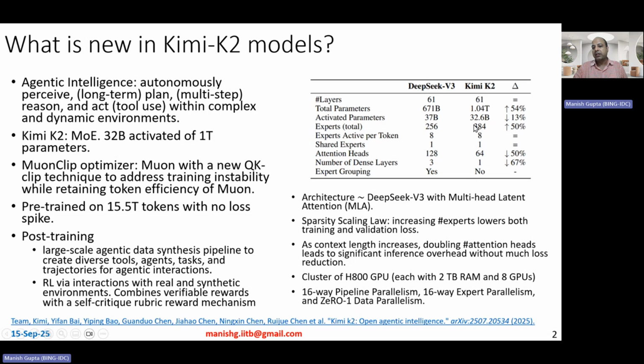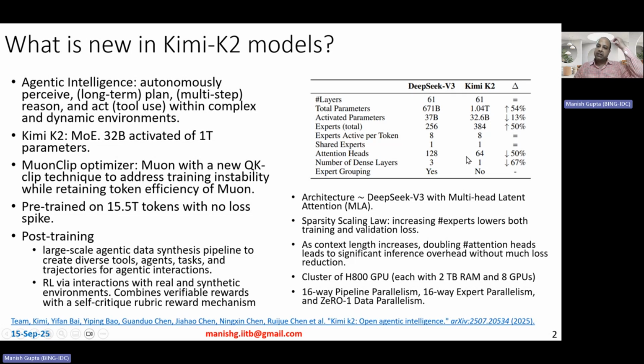In fact, they observed using what we call a sparsity scaling law that increasing the total number of experts, which is 384, leads to much better results compared to using a smaller total number of experts. However, the experts activated per token remain 8, while the shared experts are just 1. So they use the same mixture of experts architecture as in DeepSeek V3, where there is 1 shared expert and then 8 experts are chosen out of 384 possible total experts.